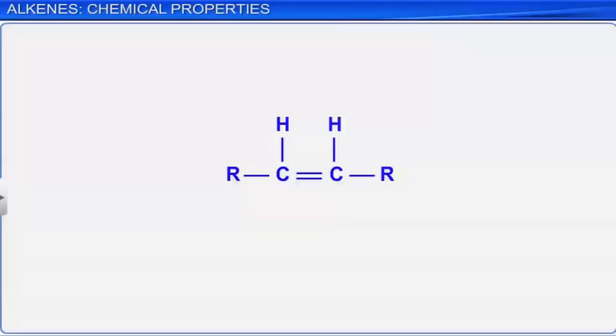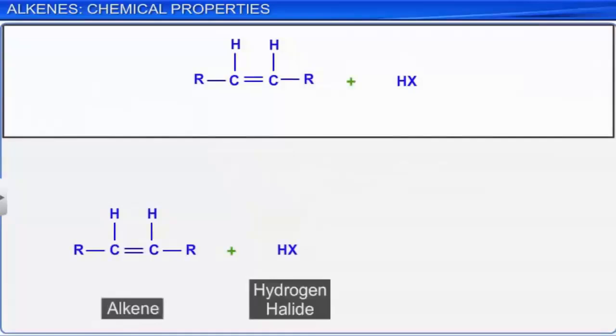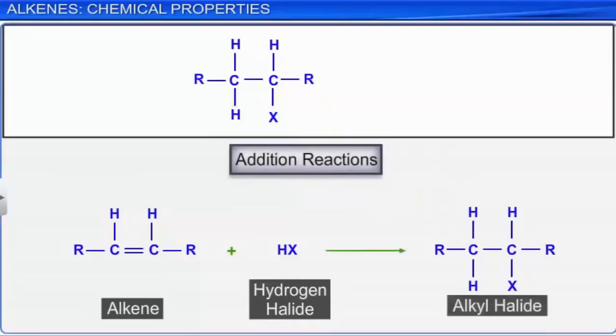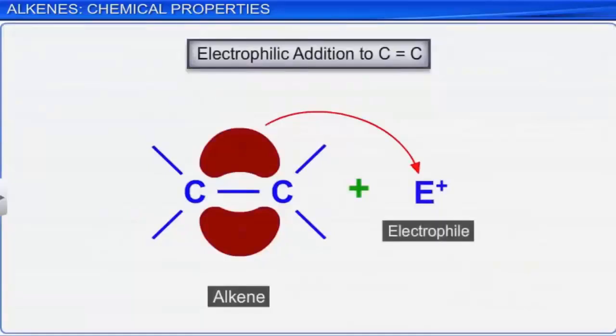Alkenes are unsaturated hydrocarbons consisting of a sigma bond and a pi bond. The typical reactions of alkenes involve the breaking of the weak pi bond to form 2 sigma bonds. Such reactions are called addition reactions. These addition reactions are usually electrophilic in nature, as the pi electrons of the carbon-carbon double bond are available to any species seeking electrons.